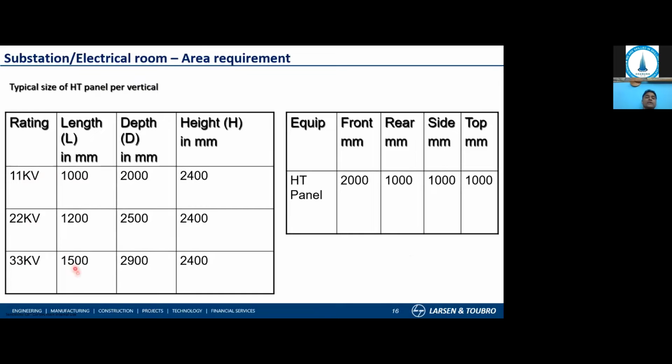So you can see, the higher the voltage, the larger the dimension of the panel. And at the same time, as I said, when you have an HT panel, these are the clearances you need to take care of: front clearance, rear clearance, side clearance, top clearance. All these things have to be maintained.